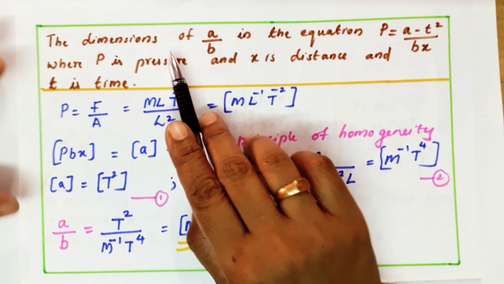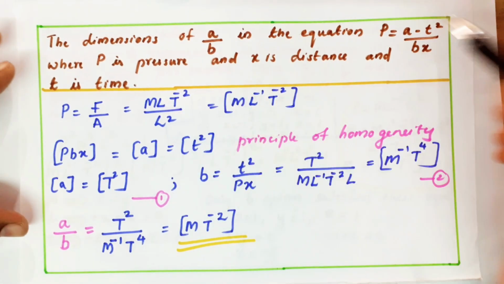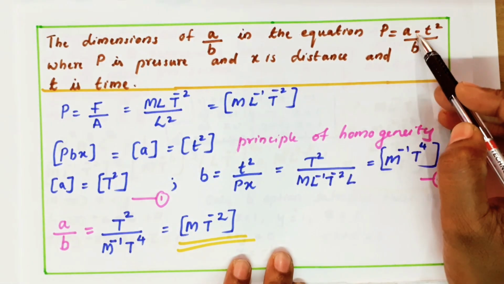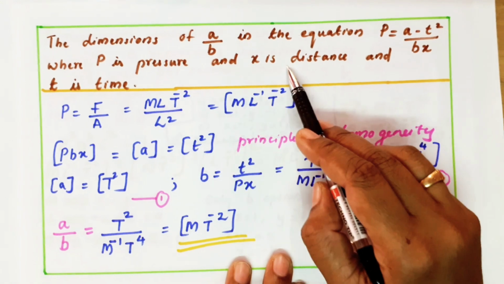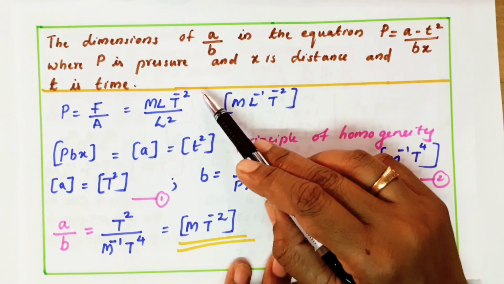The dimensions of A by B in the equation P equals A minus T square by Bx, where P is pressure, X is distance and T is time.